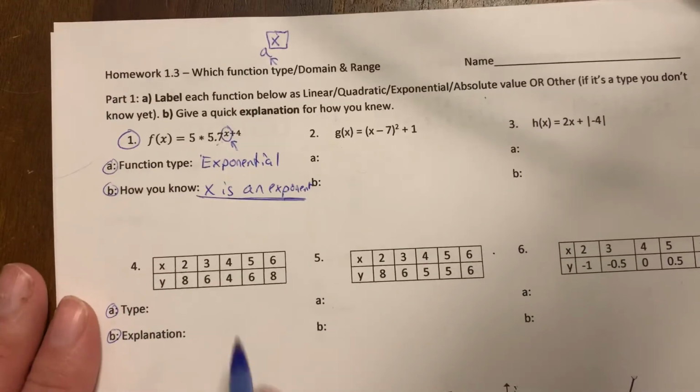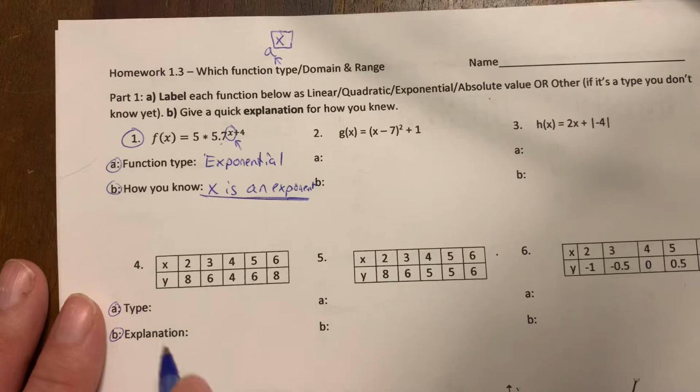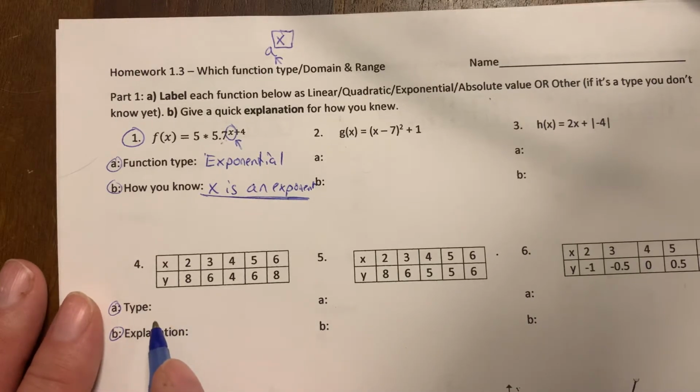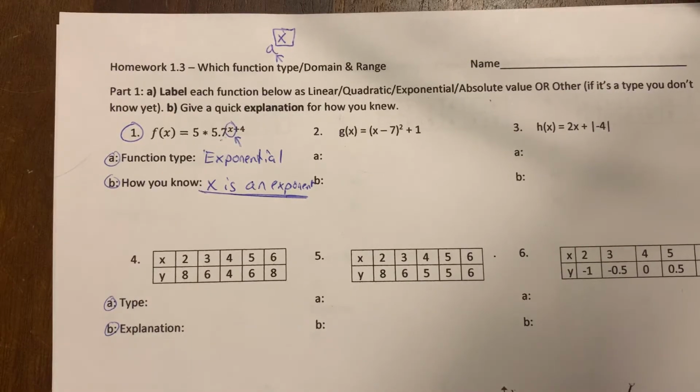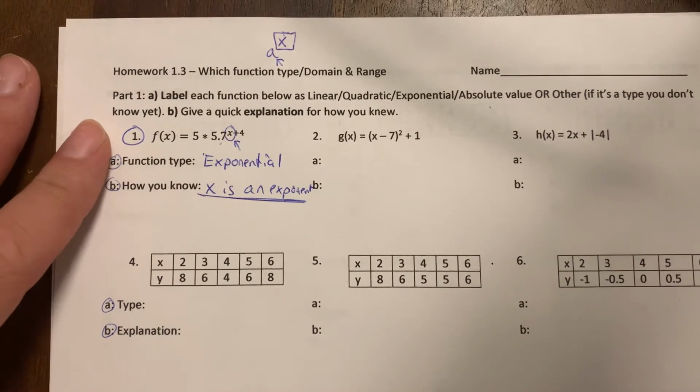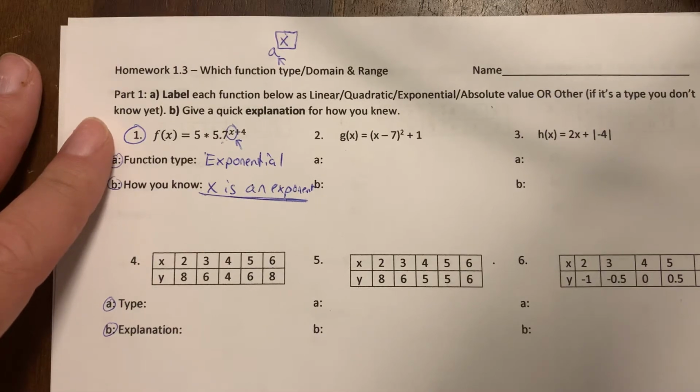All right, I'll do one table. So in tables, it takes a little bit more work than just looking at it. We know that tables that are linear have a constant rate of change. Tables that are quadratic have a constant second difference. Tables that are absolute value have two different constant rates of change, and then an exponential function has a constant multiplier. So that's kind of what we're looking for here.